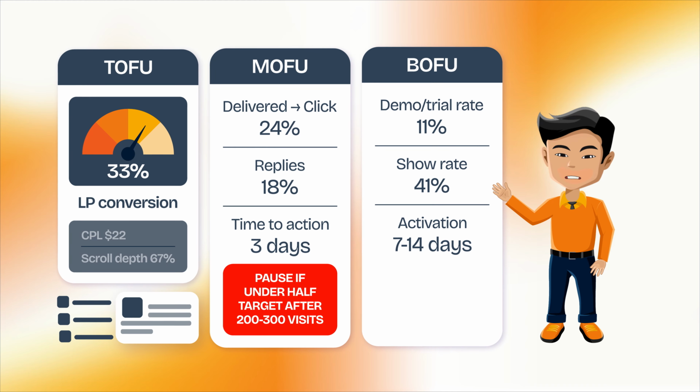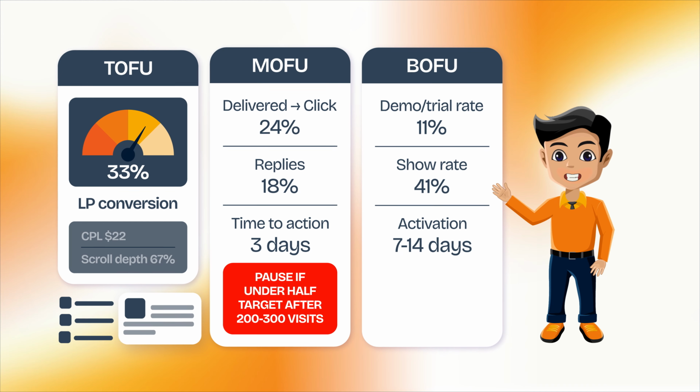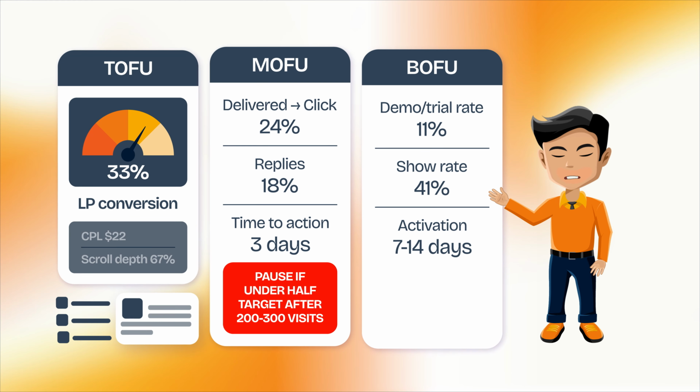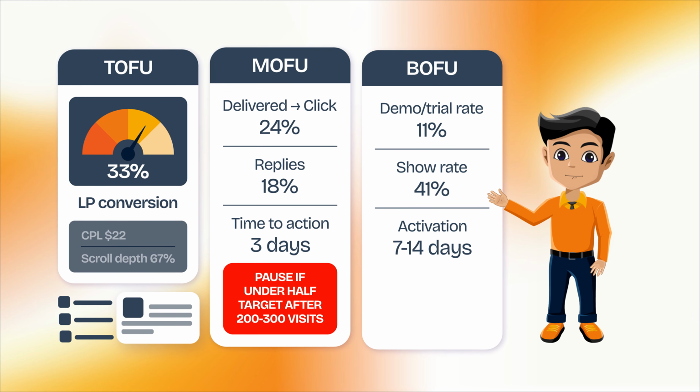MOFU: email delivered click rate, aim for 3 to 8% average. Reply rate on objection email. Time to first meaningful action.